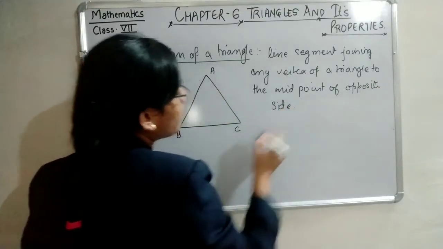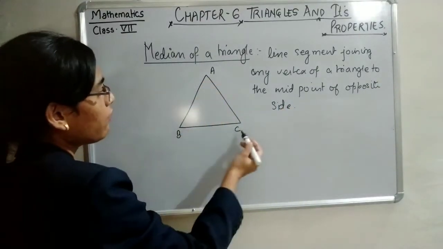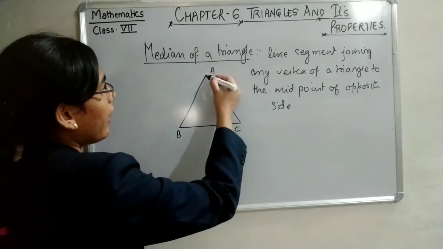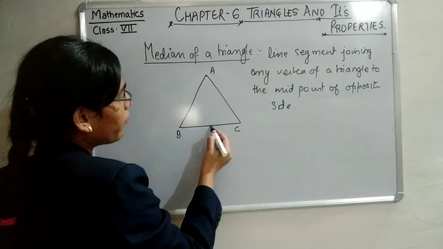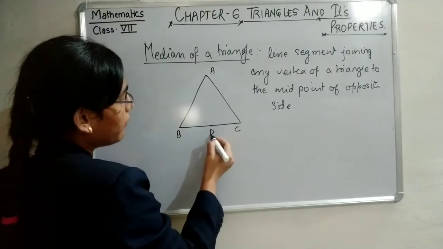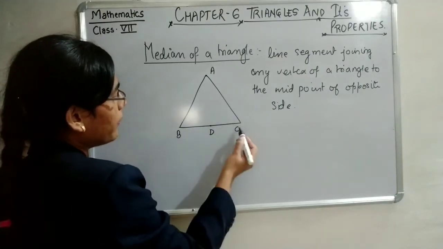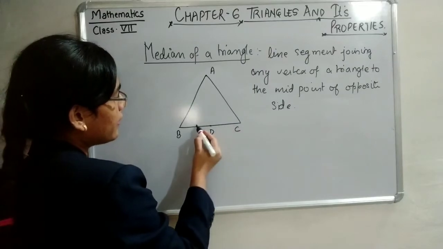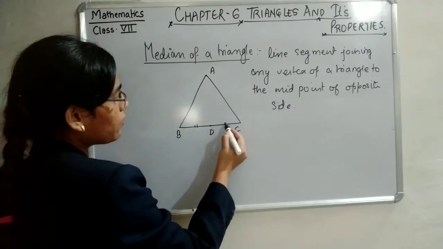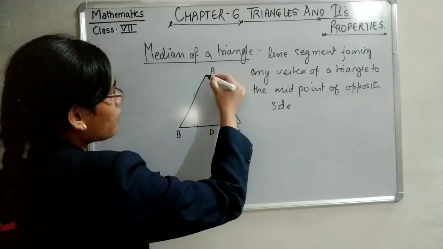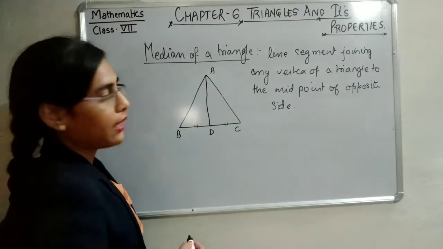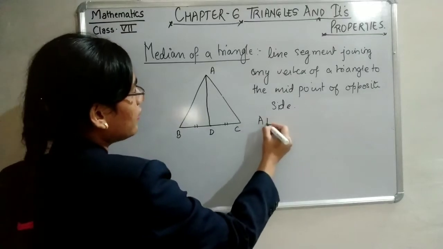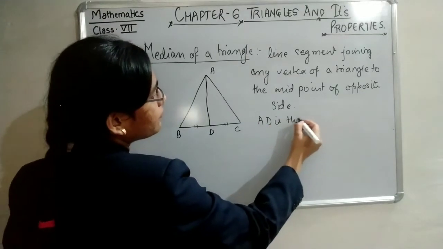Let us understand this with the help of an example. Suppose we have this triangle ABC and we have joined this vertex A to the midpoint of the side BC, that will be D. Suppose that the midpoint of the side BC is D, that is BD is equal to DC, and the line which is joining the vertex to this midpoint will be called the median of the triangle. So AD is the median of the triangle.